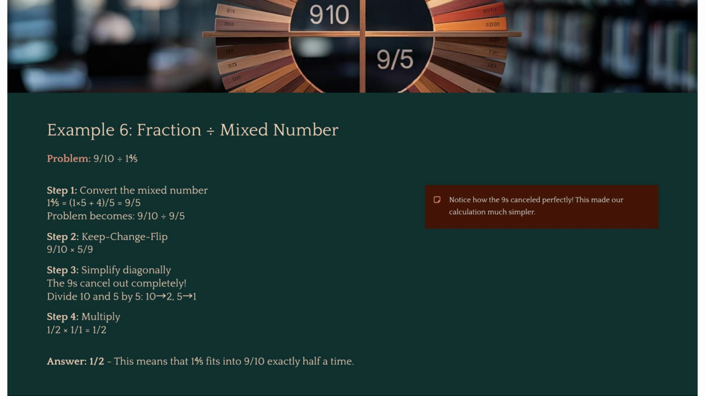Here, we have two opportunities to simplify diagonally. We can cancel the 9s, and we can divide the 10 and 5 by 5. This leaves us with 1/2 times 1/1. The final answer is simply 1/2.